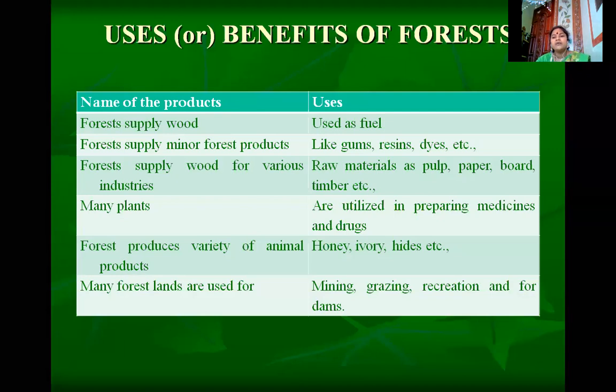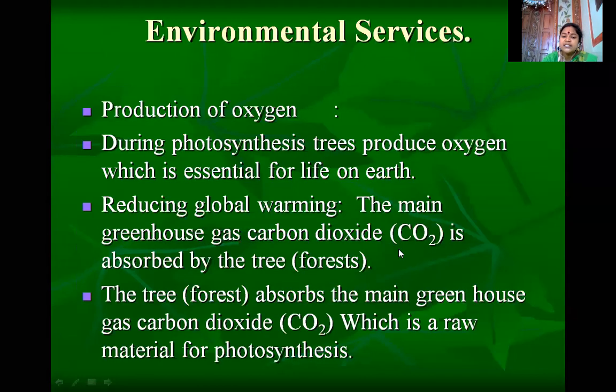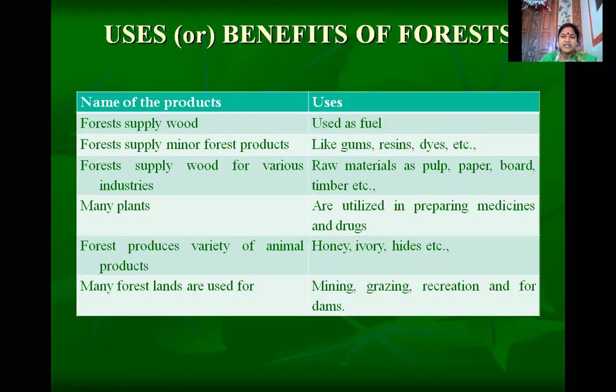Instead of cutting down the trees, we can make paper from pomace. That's sugarcane waste. Then many plants are utilized in preparing medicines and drugs, alcoholic drinks also. Then forest produces a variety of animal products. And what are all those uses? Honey, ivory, tusk, hides. And hides means nothing but the skins of animals.